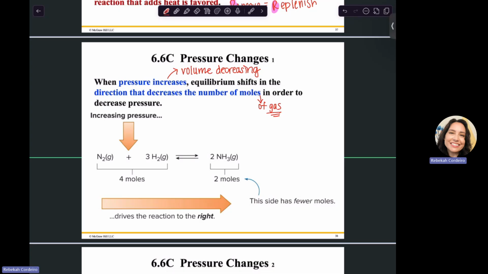So if we have less space, we need to go to less moles of gas. I know that the word is fewer. That's the correct grammar, but I'm trying to get you here with this. Less space, less moles of gas. And less space means, think about a balloon. Squeezing the balloon, less space, that's also high pressure. So same thing.